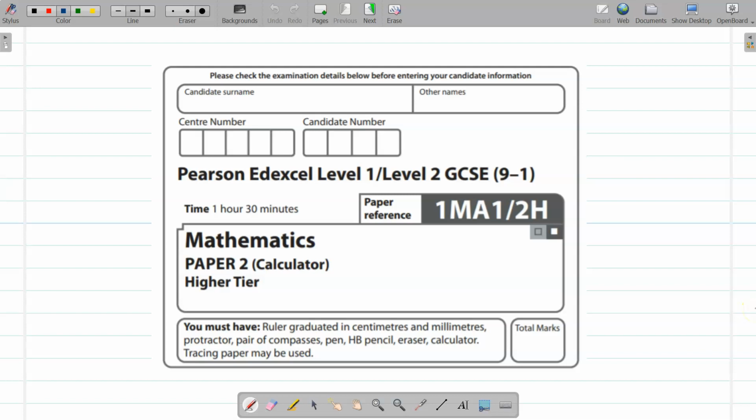Year 11 PPE February 2022. This is a calculator paper. First question.